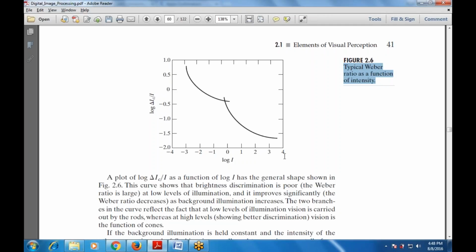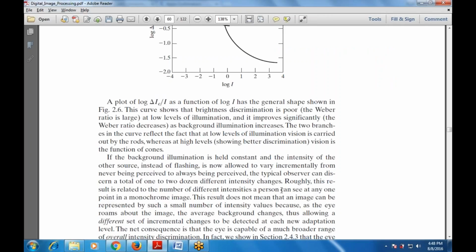And if the background illumination is held constant and the intensity of the other source, instead of flashing, is allowed to vary incrementally from never being perceived to always being perceived, a typical observer can discern a total of one to two dozen different intensity changes. Roughly, this is related to the number of different intensities a person can see at any point in a monochrome image.